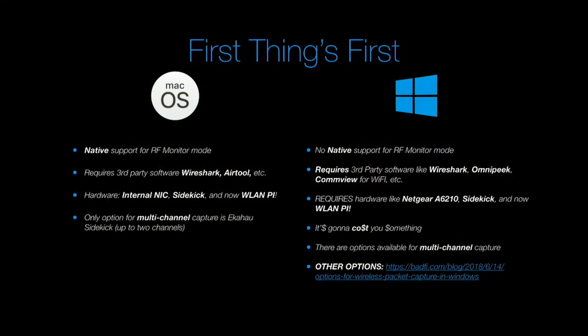You can use the Sidekick. That's multi-platform, so you can use that as long as you have Ekahau Connect. You can do multi-channel captures on Mac, but the only way I know to do it right now is using the Ekahau Sidekick. You can do up to 2 channels simultaneously. You can, with their tool, do more than 1 channel, but it just starts hopping channels, and you don't want to do that when you're doing a packet capture. So really 2, I would say, is the limit on macOS.